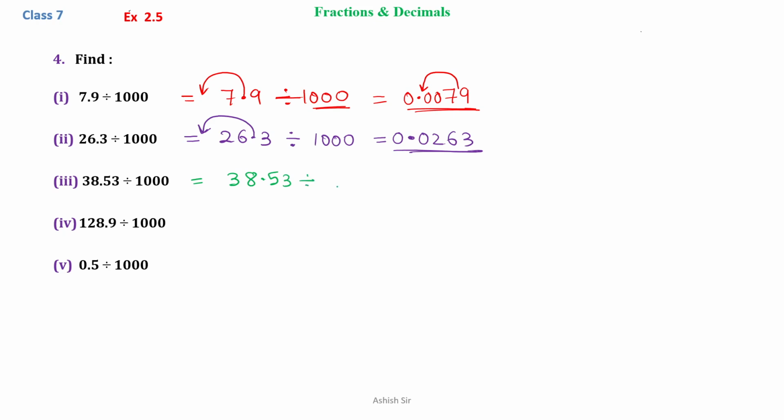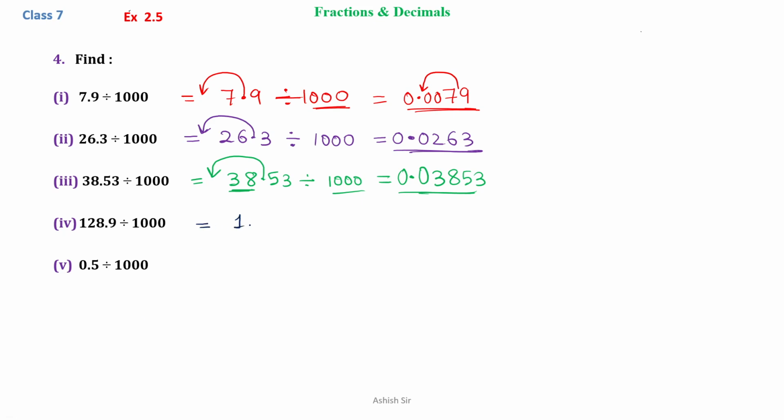38.53 divided by 1000. So the decimal point will go three digits to the left because there are three zeros. So the decimal point will go three digits to the left. There are already two digits present. So what we need to do is place one zero. So the decimal point will come here. So it will be 0.03853.